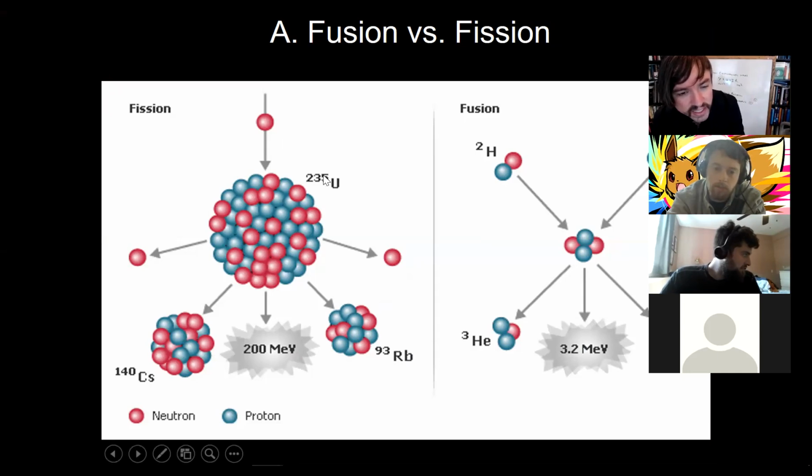Large, big nuclei like uranium-235 will split apart and eject daughter nuclei, which are themselves radioactive. In the case of U-235, it deteriorates into radioactive cesium and radioactive rubidium, along with some gamma rays. Here they're just showing it as pure energy, but it's probably in the form of gamma rays. Notice that this nucleus is spitting out a few neutrons too.